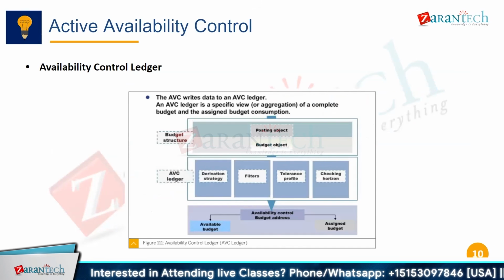So you have the availability control ledger, and AVC writes data to an AVC ledger. An AVC ledger is a specific view of a complete budget and assigned budget consumption. So the budget structure is through posting objects and budget objects or addresses. And the AVC ledger has derivation strategies, filters, tolerance profile, checking horizons, availability control through available budget and assigned budget.